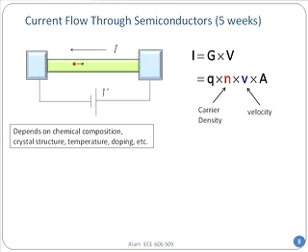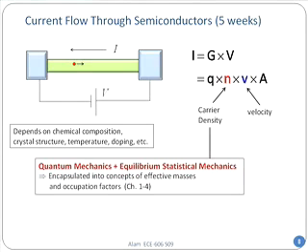Now, what we will do in this course in the first 5 weeks is that first, for essentially 2 or 3 weeks, we'll talk about the physics of carrier density. How do I compute it as a function of materials and material structure? How do I calculate the number of electrons I have available for conduction? And that will involve quantum mechanics and equilibrium statistical mechanics. And that's chapters 1 through 4 of the first book we are talking about.